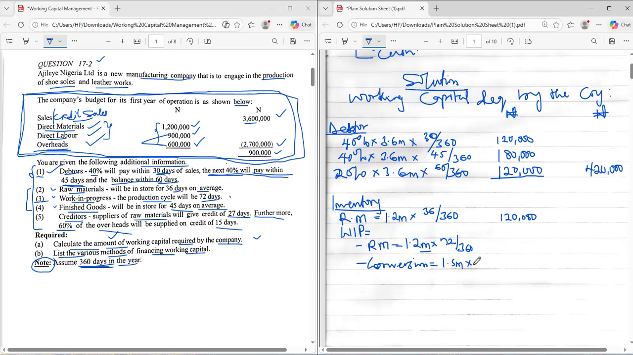Okay, people are lost. 1.5 million times what? How many days? 72, divided by 360, and make it average by 50%. They don't need to tell you in the question. That's what we do. Any question?